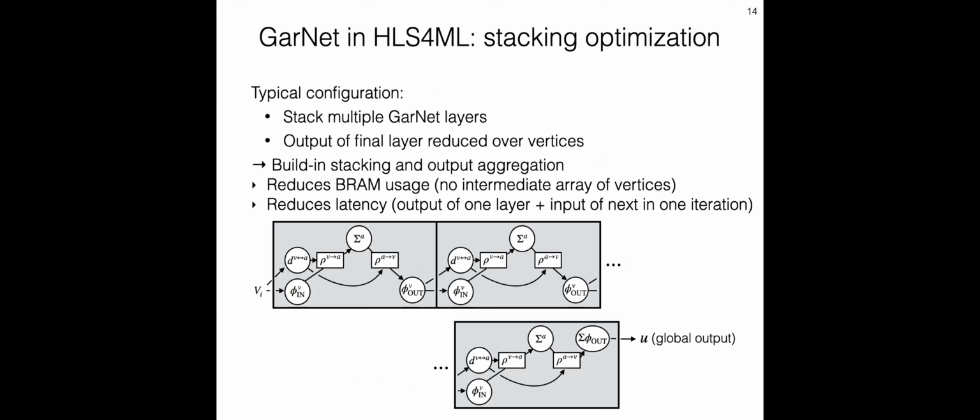So as I said, the GarNet layers can be stacked, but typically you would stack these layers, and then the output of the final layer is reduced over vertices. So you can already build those into a stacked GarNet layer as a single layer. Basically, you have the vertex output of one layer directly fed into the vertex input of the next layer without creating an array of vertices in the middle, and that reduces the memory usage and also the latency.